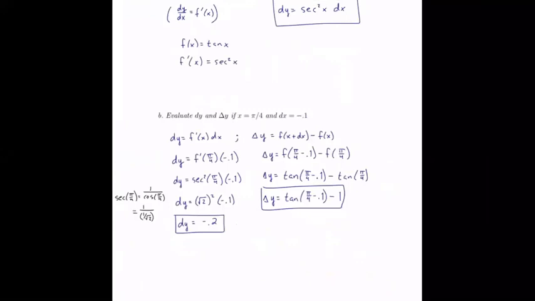Now what's interesting then, and you can confirm this, we know that so long as dx is not very large, and negative 0.1 is relatively small, dy is approximately equal to delta y. And so you could check, is negative 0.2 approximately equal to tangent of pi over 4 minus 0.1, all of that minus 1? And you should find that they are relatively close in value. Maybe not exact, probably not exact, but close enough. And the smaller this differential is, the more accurate this approximation will be.